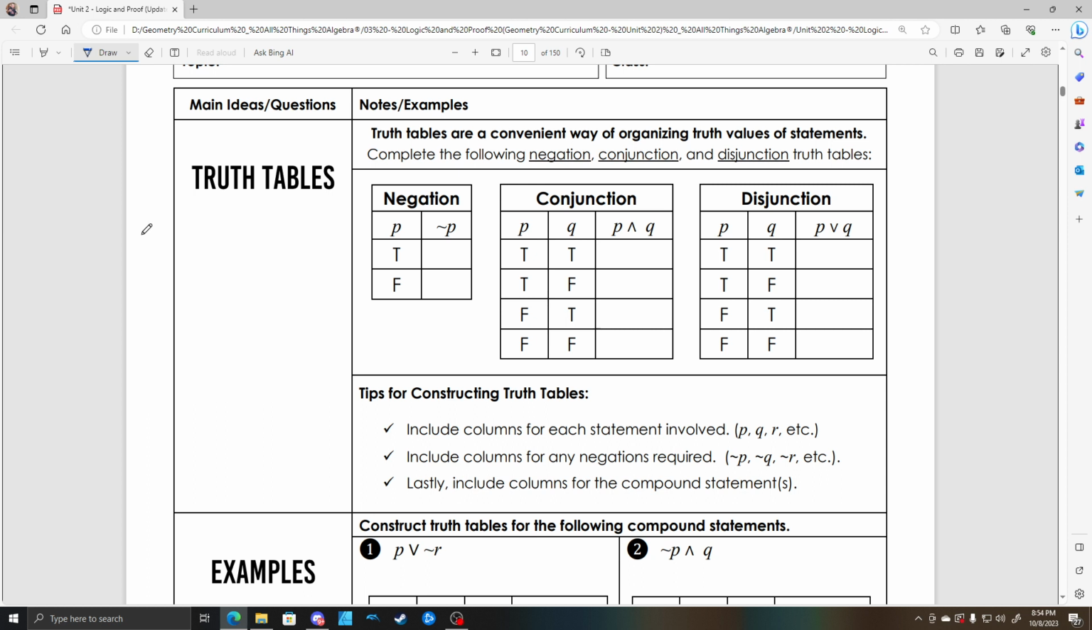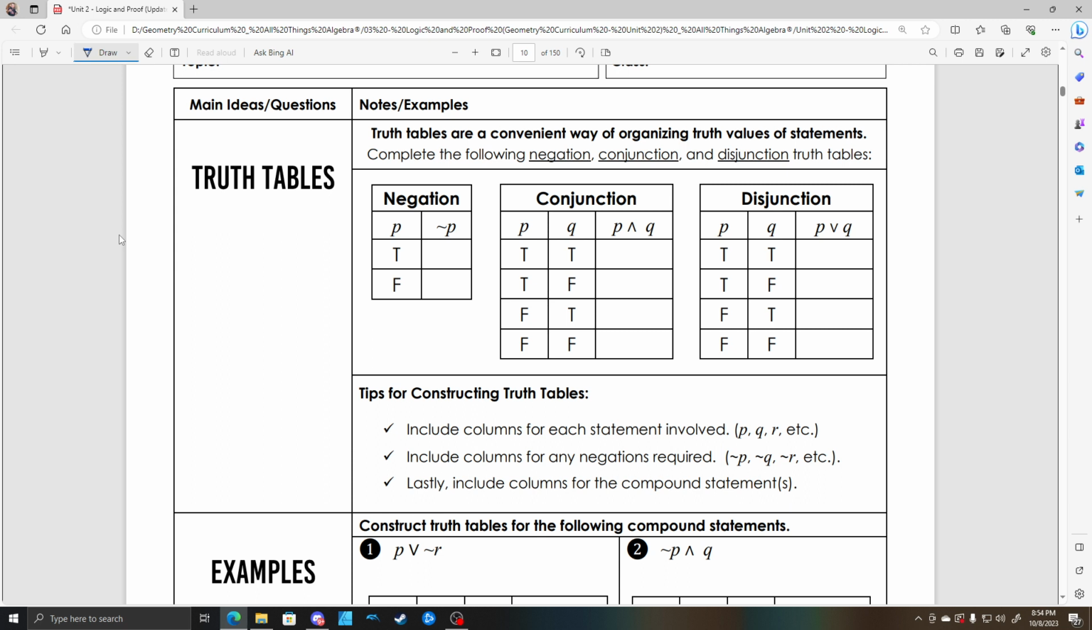Hello everybody, and welcome to Unit 2, Lesson 3, where we are going to be talking about truth tables. Essentially, truth tables are a convenient chart that can organize all of the possibilities of our statements.